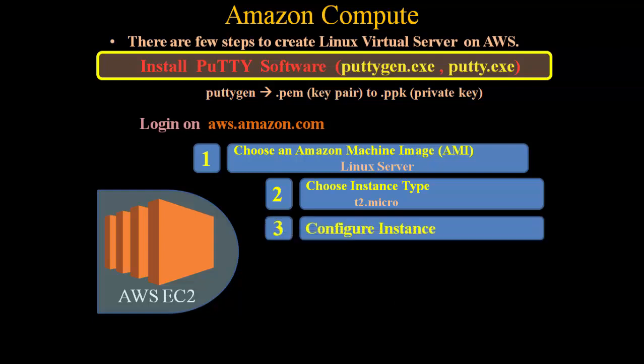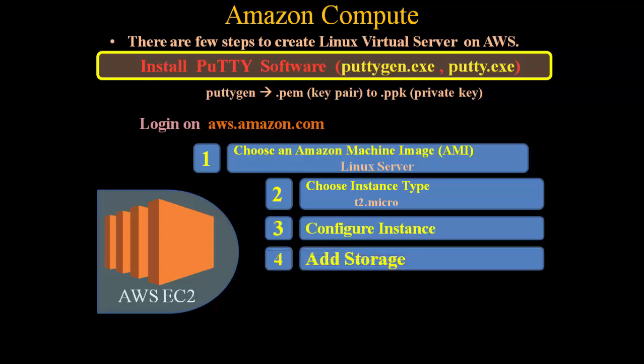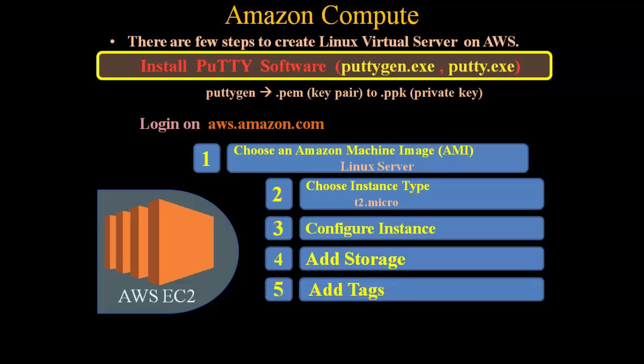Then third, configure instance. We already discussed what configuration is and how we can configure an instance in our previous video, so you just configure it. Step number 4, add storage. You can add storage, a maximum of 30 GB is available in our free tier, so you can add a maximum of 30 GB. Then step number 5, add tag.